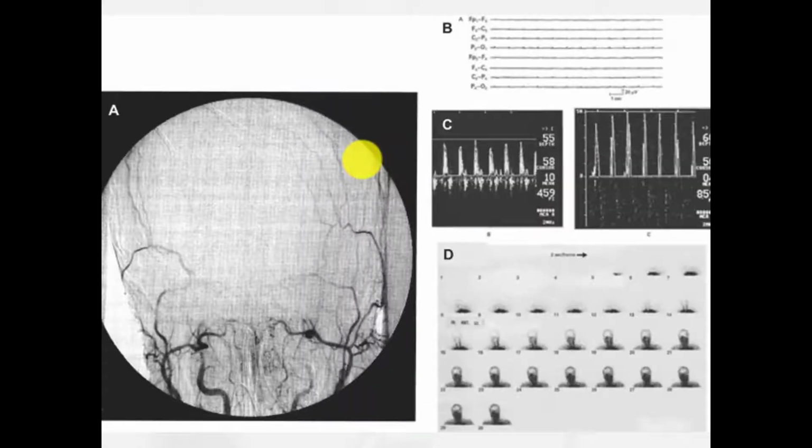Neuroimaging can also be important. What we're looking at here is an angiogram where we're looking at the blood flow to the brain. And we can see here in various examples when there isn't blood flow, the person likely has brain death.